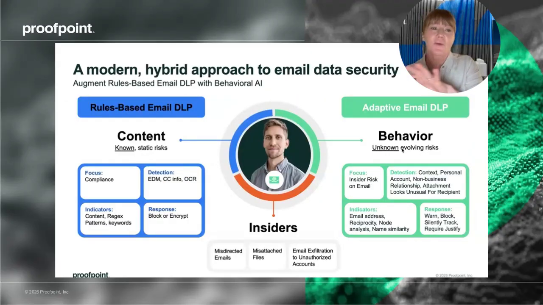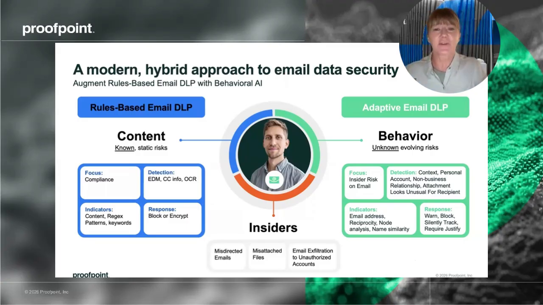And I want to also talk about this because Scarlett's going to talk about some really cool features on the solution to this problem. So adaptive email DLP really looks at the behavioral side of email data loss. And it's not meant to replace rules-based email DLP. It's really meant to augment it and to work together. We talk about this hybrid approach at Proofpoint to email data security.